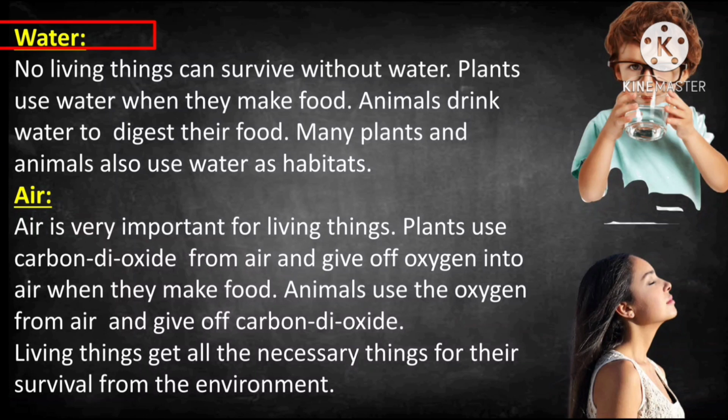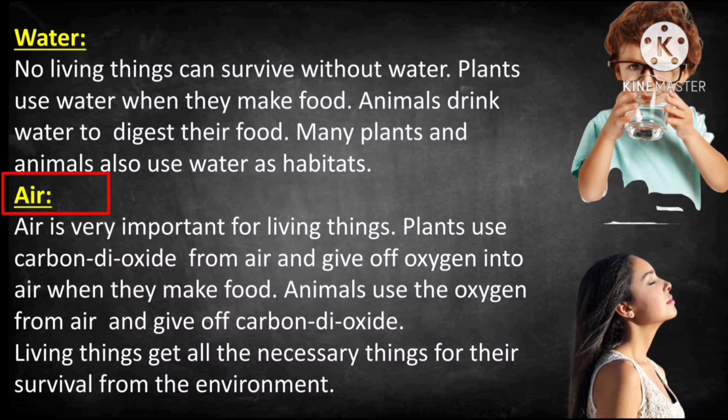Next point is water. Water is one of the most important things for the survival of plants and animals. A lot of functions of animals depend on water. Animals cannot digest food if they do not drink water, and plants make their own food with the help of sunlight, water and carbon dioxide. So water is very much needed.